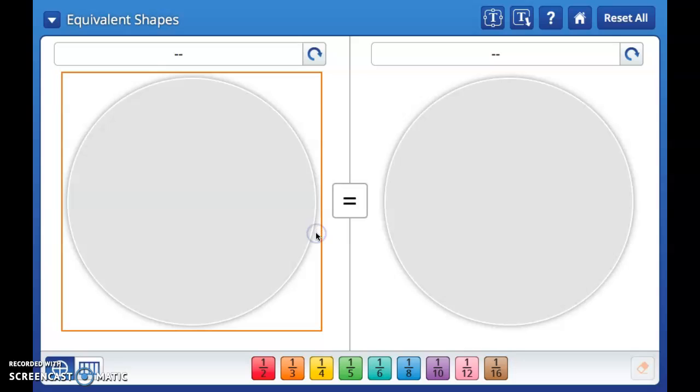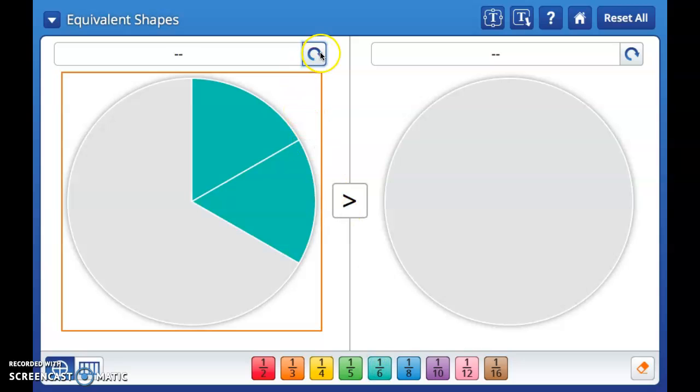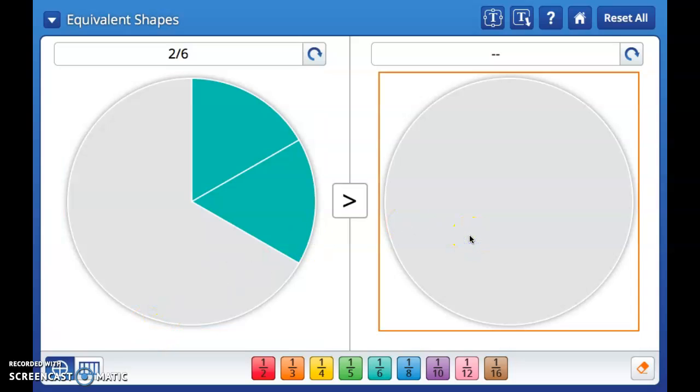Let's try another one. Let's try sixths. Let's do 2/6. So on the left here I have 2/6 of my circle filled in. Let's find an equivalent fraction in thirds. Oh, right there I see 1/3 is equal to 2/6. Remember, equivalent fractions name the same part of a whole.